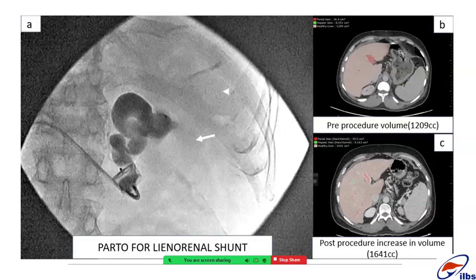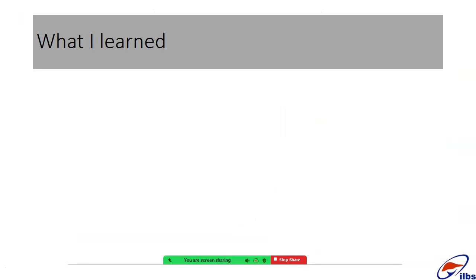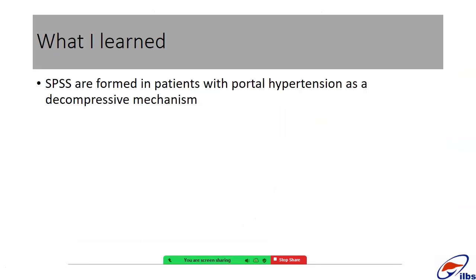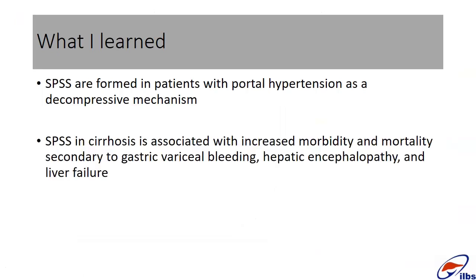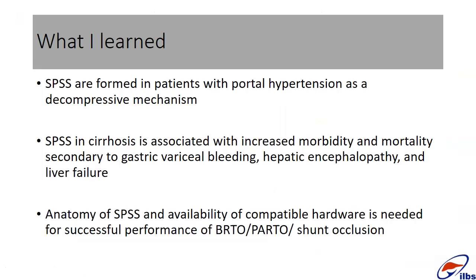And this is one of the images showing the best case, where the pre-procedure volume was 1209 cc and the post-procedure volume increased to 1641 cc. So what I learned all these years is that SPSS are formed in patients with portal hypertension as a decompressive mechanism. It is just like a TIPS. So the body does its own TIPS. SPSS in cirrhosis is associated with increased morbidity and mortality, secondary to gastric variceal bleeding, hepatic encephalopathy, and liver failure. Anatomy of SPSS and availability of compatible hardware is needed for successful performance of BRTO, PARTO, or shunt occlusion.